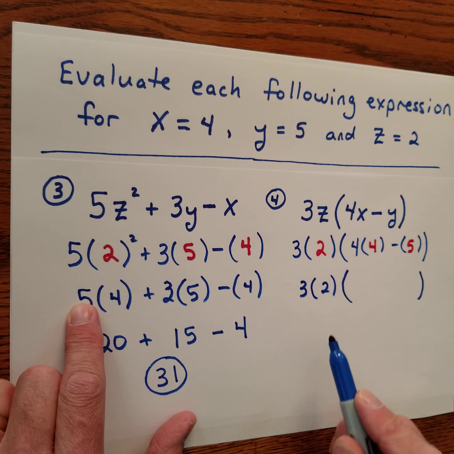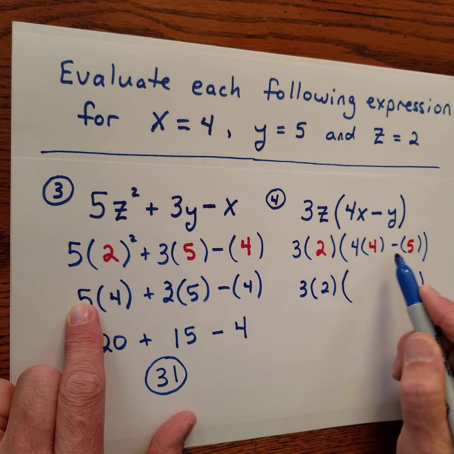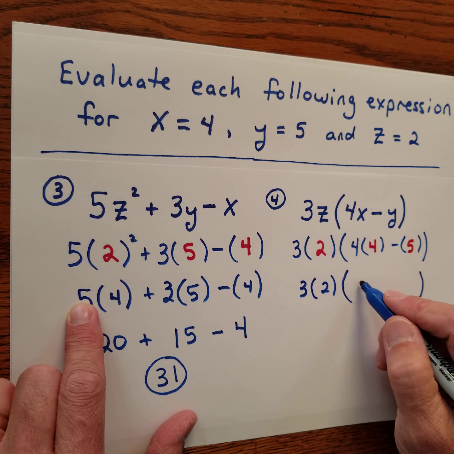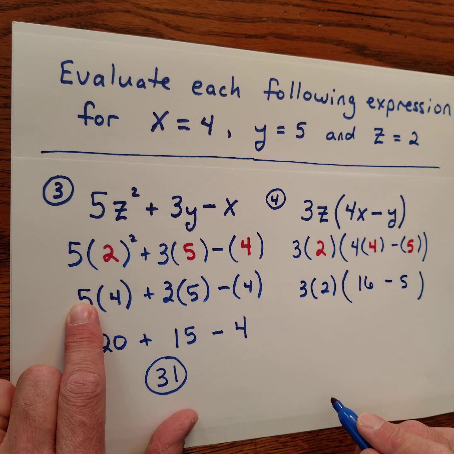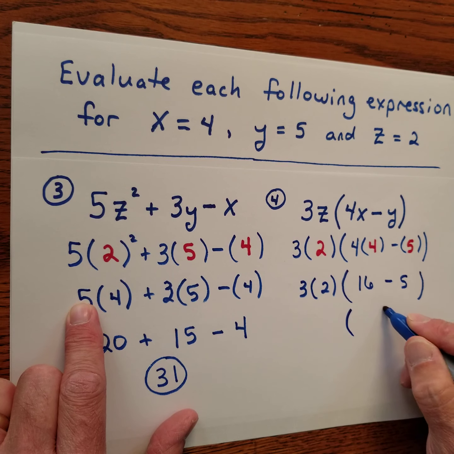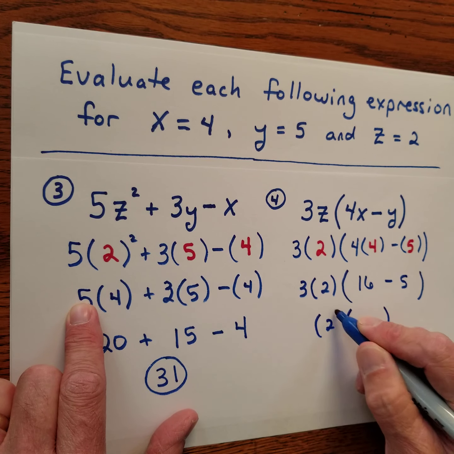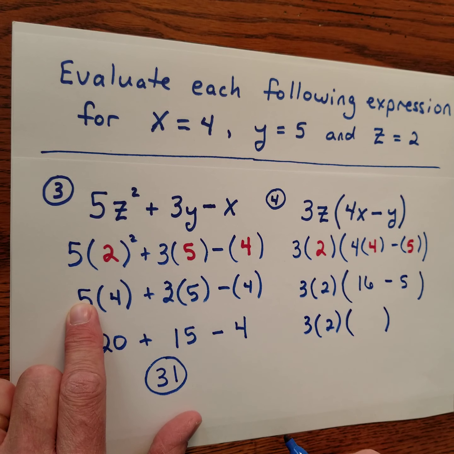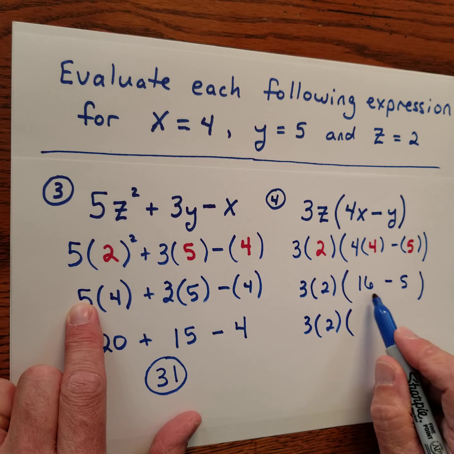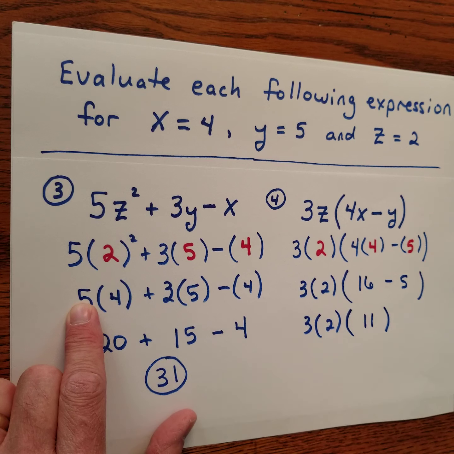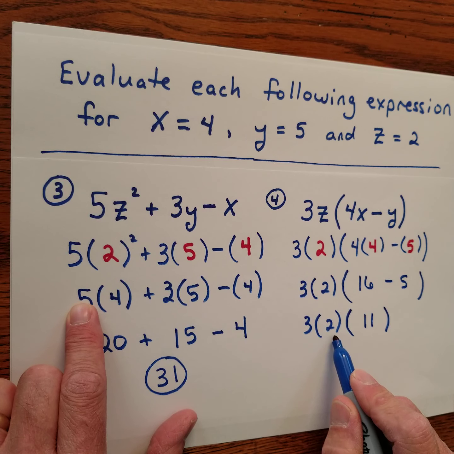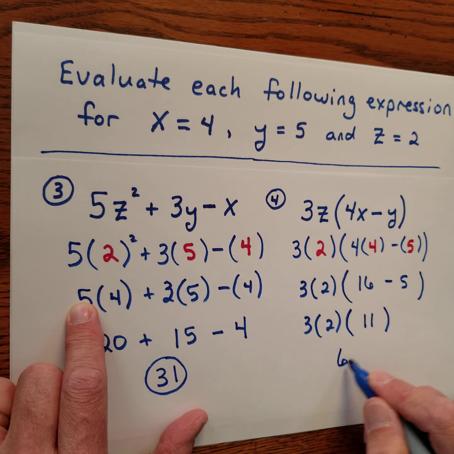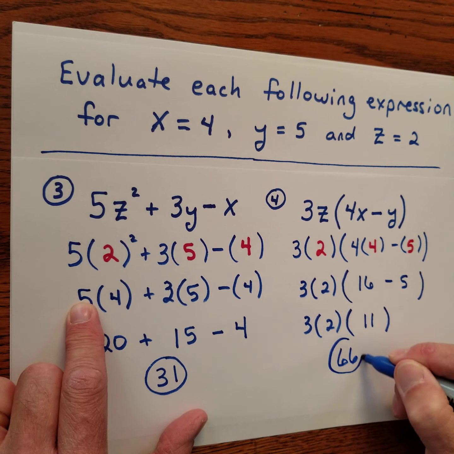Inside of this set of parentheses, I have multiplication and subtraction. Do the multiplication first. Now let's stay in that set of parentheses. Copy everything else. 16 minus 5, that's 11. Now 3 times 2 is 6, and 6 times 11, 66.